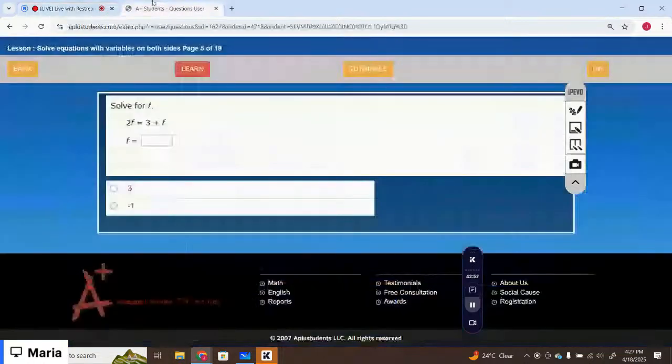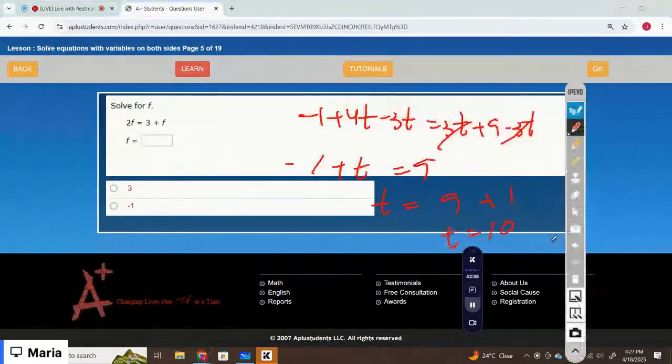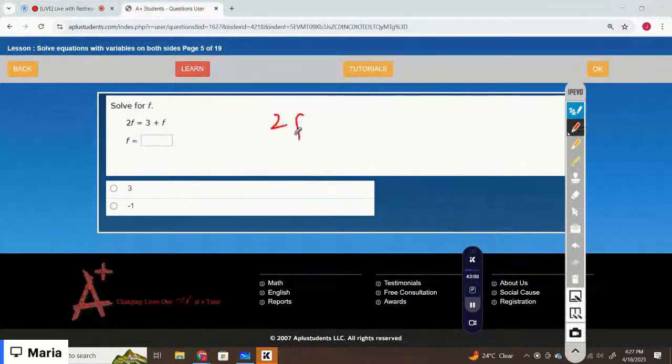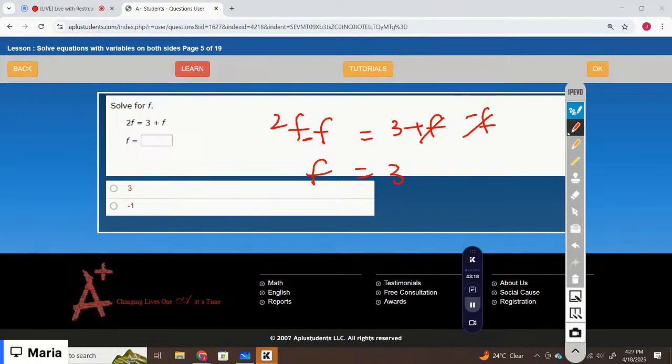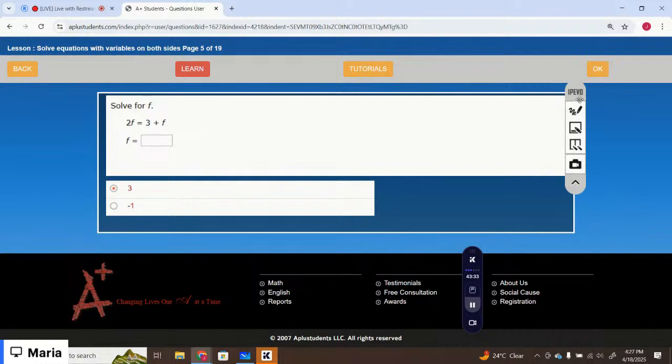Solve for f. 2f equals 3 plus f. So you need to solve the equation for f. So just subtract f from both sides. 2f minus f equals 3 plus f minus f. So 2f minus f is f. f and f cancel out. That is f equals 3. Option number 1 is the correct option. So option number 1 is the correct option, 3 it is.